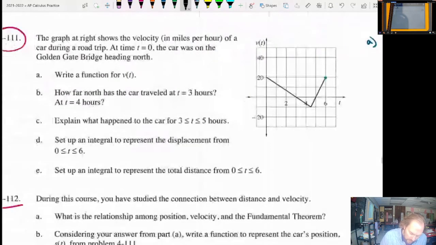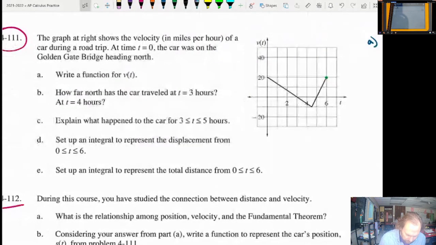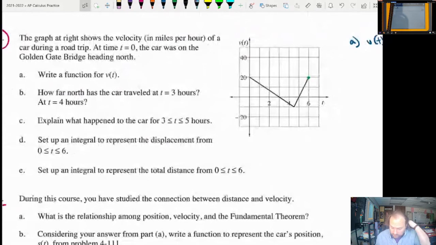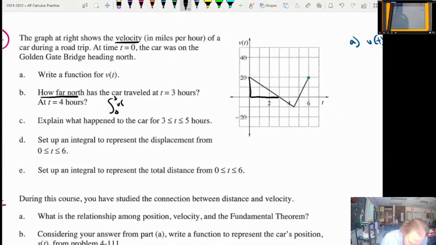Question B, how far north has the car traveled at t equals 3 hours and at t equals 4 hours? Now, this is actually asking for distance, and we're looking at a velocity graph. So what we're going to do is find the area under the curve. This is pretty simple. This question is asking us for the integral from 0 to 3 of v of t dt, and also the integral from 0 to 4 of v of t dt. Now, the 0 to 3 is actually simple to do. It's just a simple triangle here.